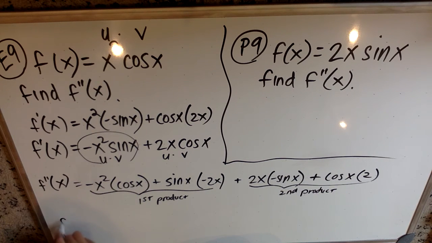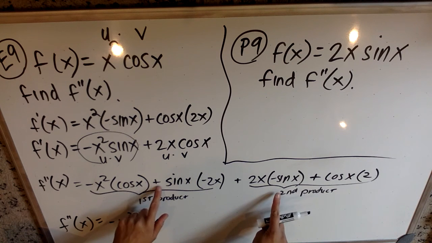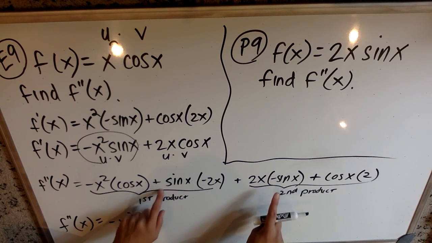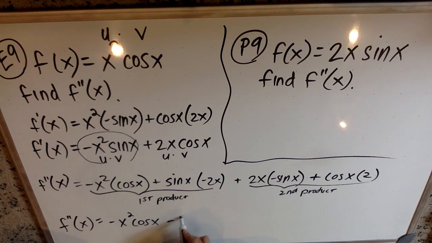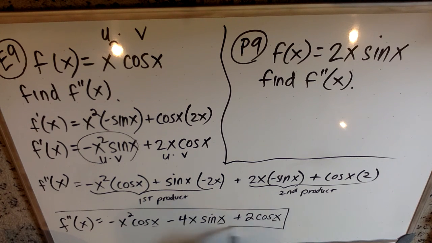So if I clean all of this craziness up, and boy am I glad I gave myself some space to work, I seem to have a negative x squared times the cosine of x. These two seem to be like terms, because these both seem to be a negative 2x sine x. So I think I get a negative 4x sine x, because those two are like terms, plus a 2 cosine of x. Notice that it's only the x's that are inside the trig functions, and that's about as good as it gets.